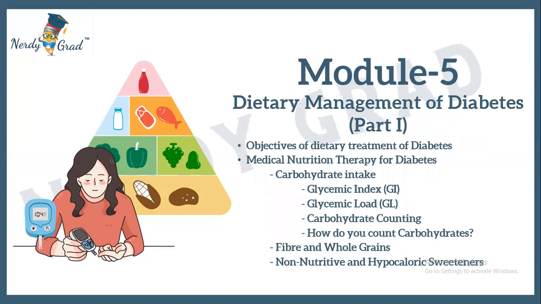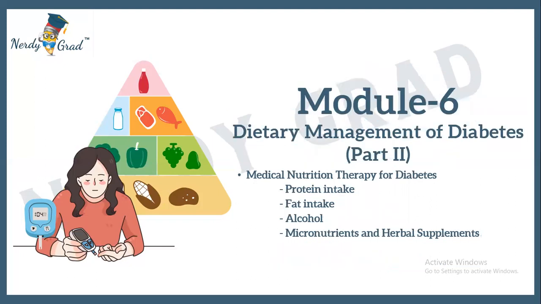In module 5, dietary management of diabetes part 1. In this part, we'll be dealing with objectives of dietary treatment of diabetes, medical nutrition therapy for diabetes, in which we'll be dealing in detail with each nutrient, which includes carbohydrate intake. Among carbohydrate intake, we'll be dealing with glycemic index, glycemic load, carbohydrate counting, how do you count carbohydrates, fiber and whole grains, non-nutritive and hypocaloric sweeteners.